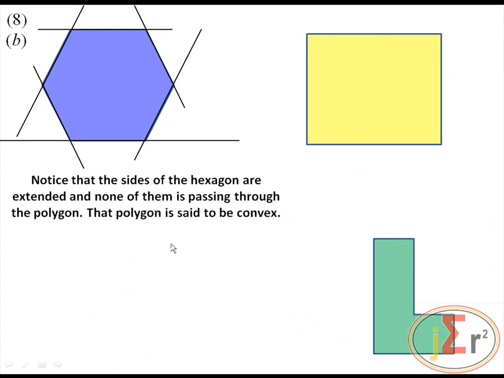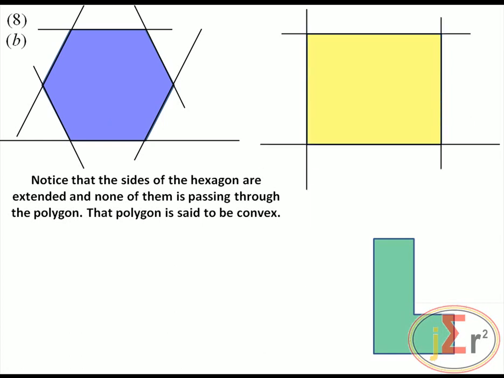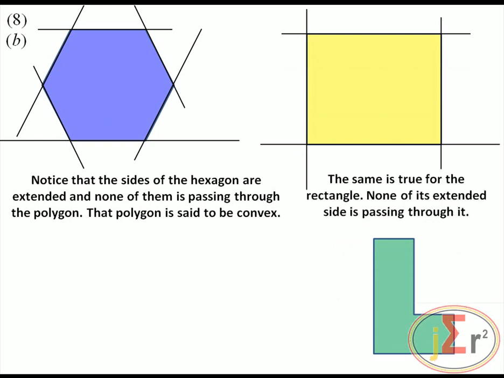Notice that the sides of the hexagon are extended and none of them is passing through the polygon. So when we extend the sides of a convex polygon, none of the sides will pass through the polygon. The polygon is said to be convex. That one is also convex because when we extend the sides of that polygon, none of the sides passes through the rectangle that we have there. So that one is also convex.